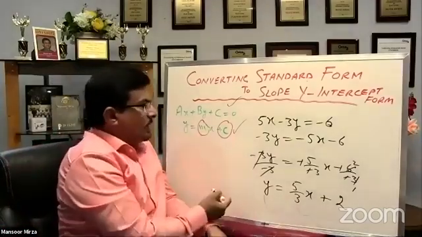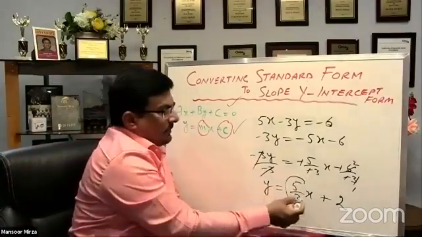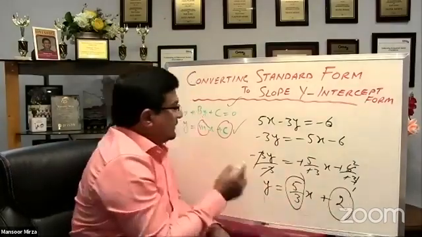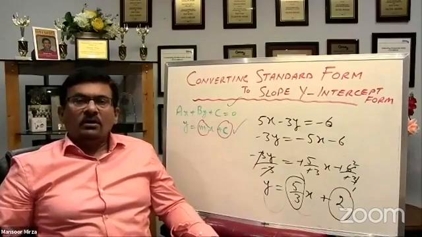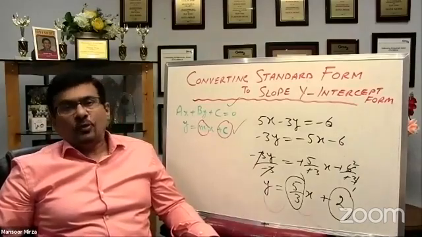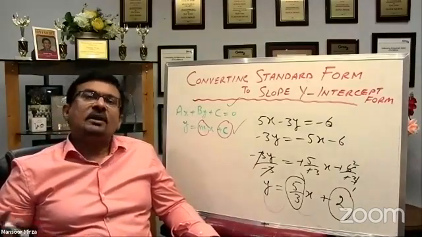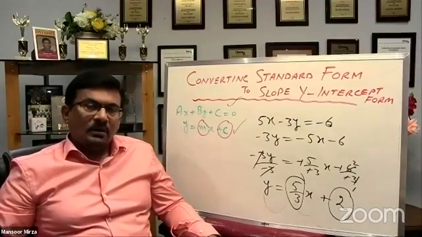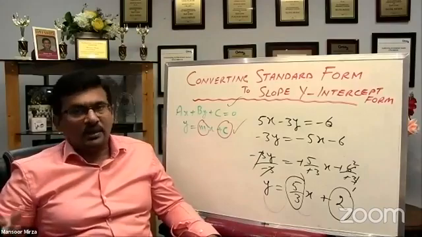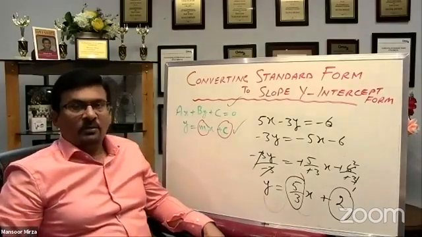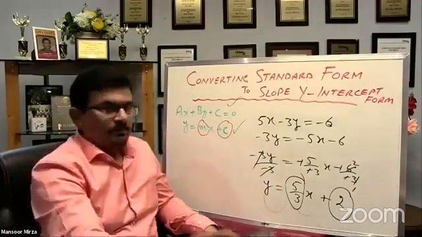Exactly this format is here. So in this case, my m is this, and c is 2. I was able to convert a regular standard form to Y-intercept form. So let's do another example, a second example, where I will convert from Y-intercept to a standard form, and then hopefully everybody will be able to understand this.